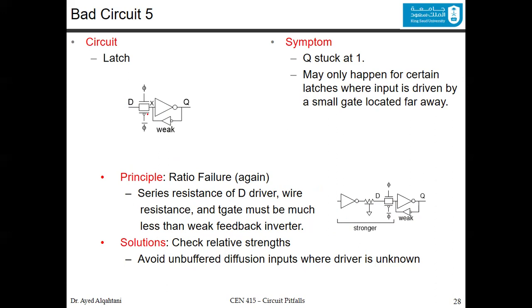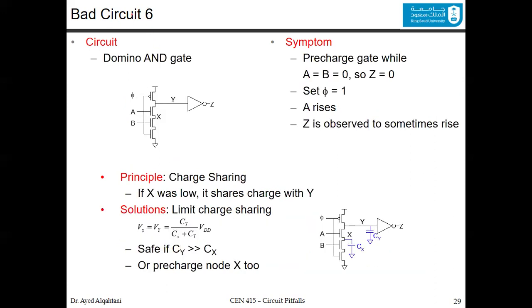Now, the bad circuit number 6. The circuit is a domino AND gate, as you can see here, and the symptom: precharge the gate while A equal to B equal to 0. So Z is equal to 0. Now you set phi equal to 1. A rises and Z is observed to sometimes also rise. So if you rise A, Z also rises, meaning that Y is actually falling down. And Y is falling down because it's sharing its charge with X.